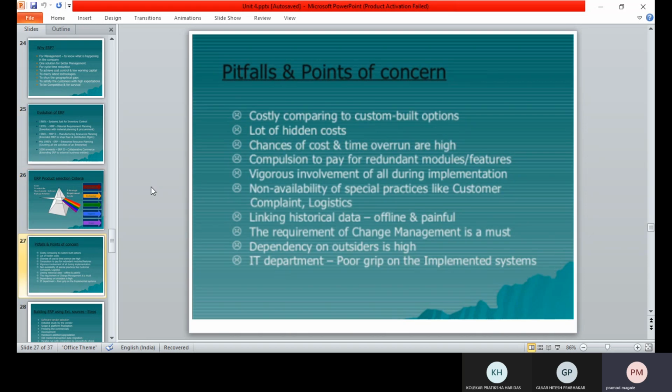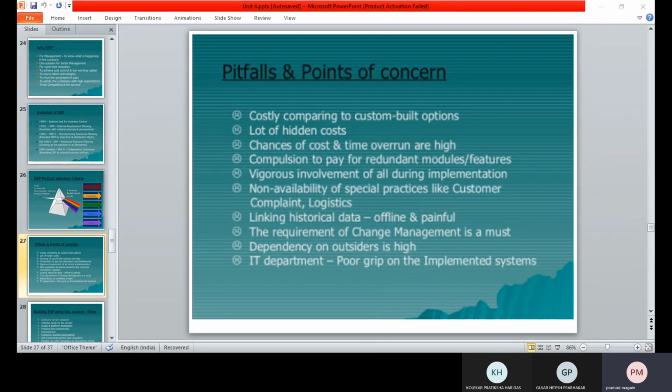Next point: the pitfalls and points to be concerned. Pitfalls means the lacunas, and points to be concerned means important points. As you can see, this software is costly. Of course, it is not something you can get for 1 lakh rupees. It is costly. It has a maintenance cost. Maintenance means data storage that we need to take as a backup.